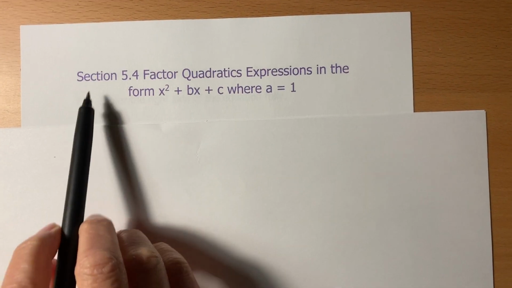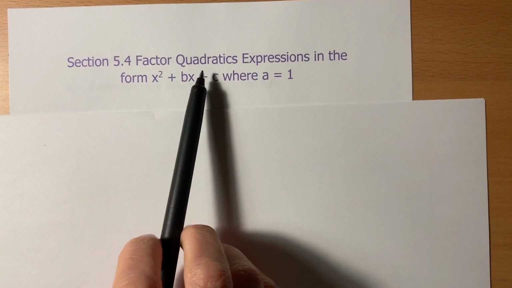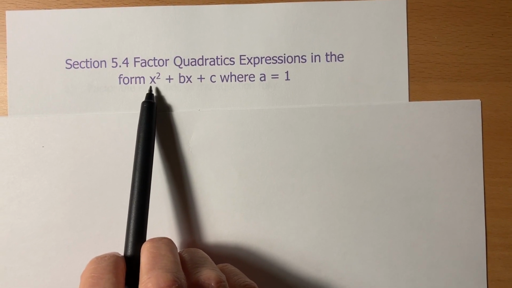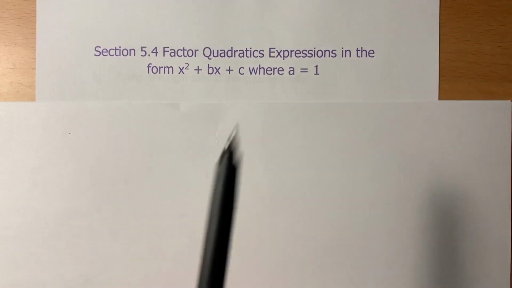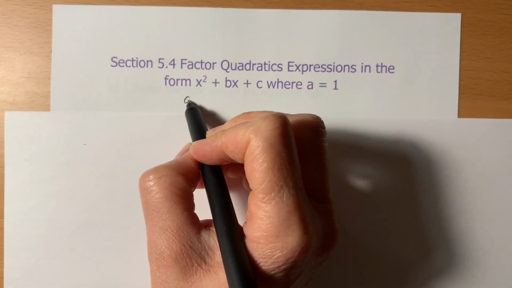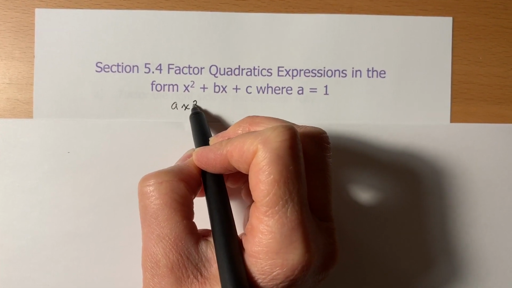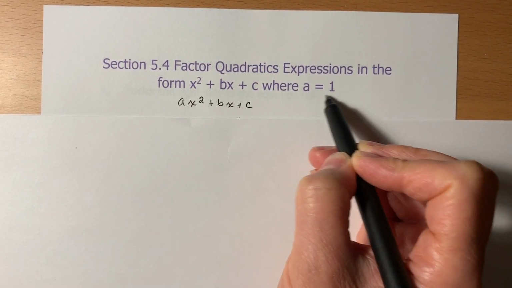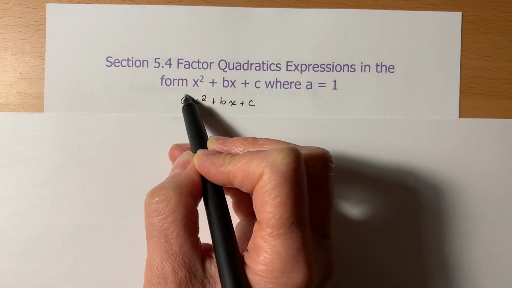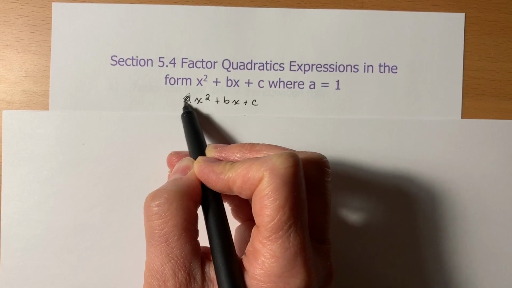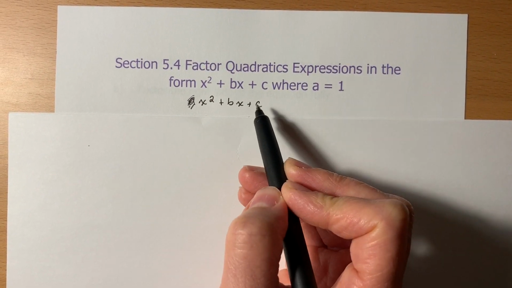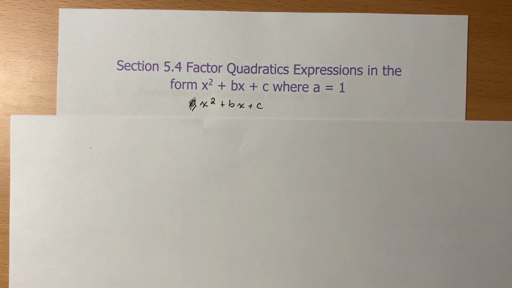Okay, so we're going to look at section 5.4. We're going to be factoring quadratics in the expression x squared plus bx plus c, and our a value is 1. So remember, in standard form, we have ax squared plus bx plus c. If the a value equals 1, you're going to see it like this, x squared plus bx plus c. So that's what we're going to be factoring today.